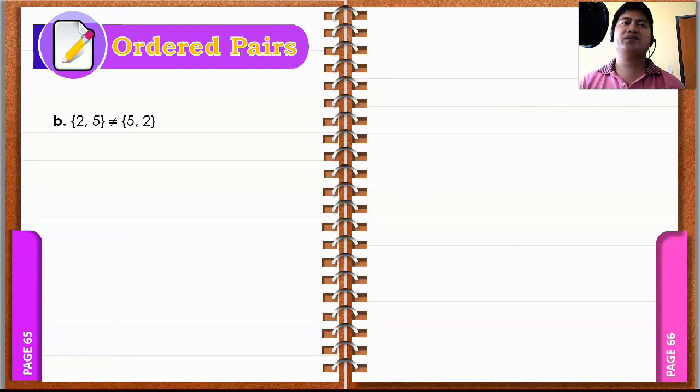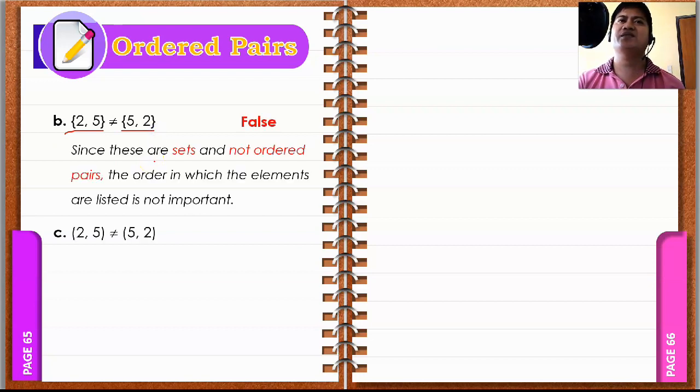How about this one? We have the set {2, 5} is not equal to the set {5, 2}. Is this true? This is false, because set {2, 5} and set {5, 2} are the same. Since these are sets and not ordered pairs, take note, we are using the bracket. So {2, 5} and {5, 2}, when it comes to sets, they are equal, because the contents of our sets are the same, 5 and 2.